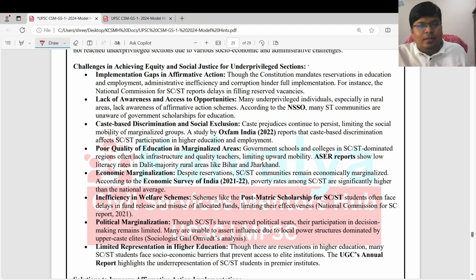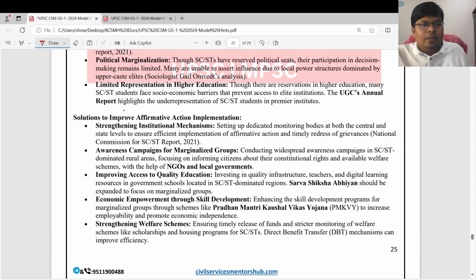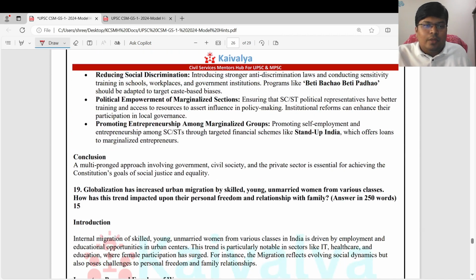That is the thing, and also related to the implementation or governance aspects. You can cover the governance related dimensions here. Then solutions to improve the affirmative action implementation. So mechanisms means a whole society approach, a whole government approach, working with the NGOs, education, development, etc. These things you are supposed to include in your solution part.